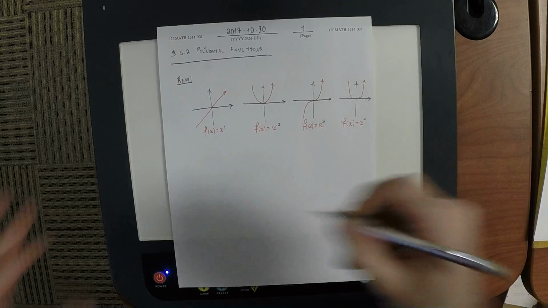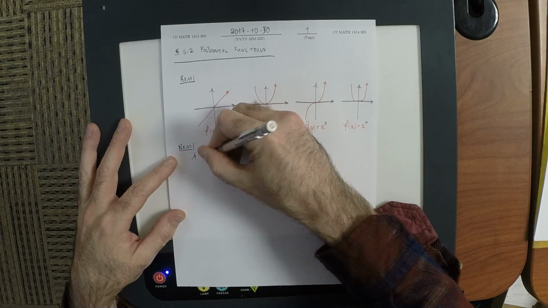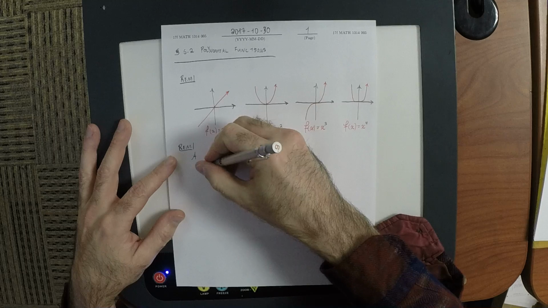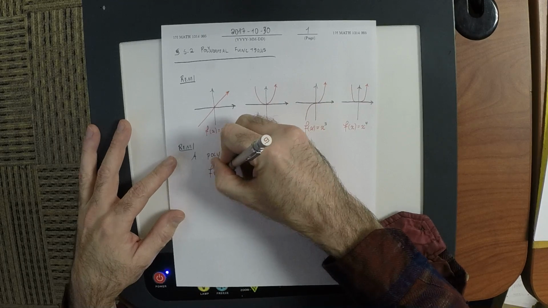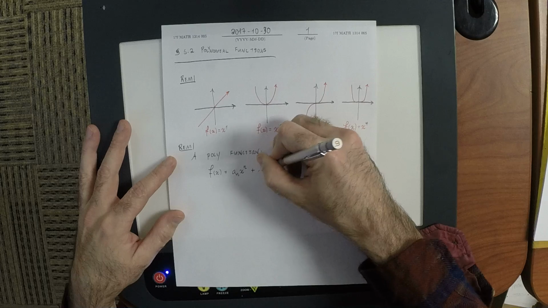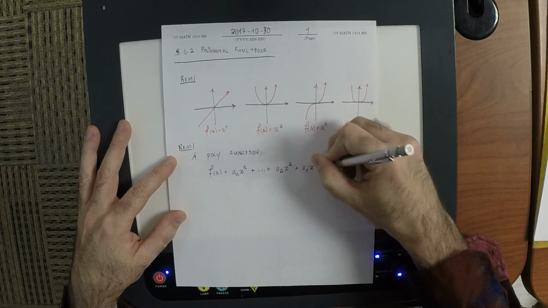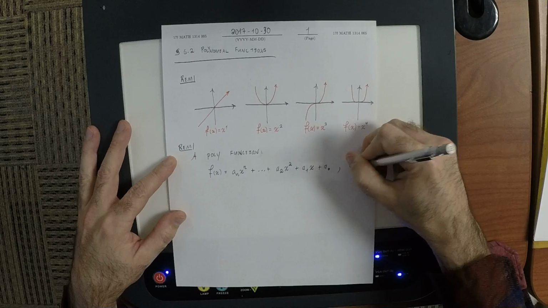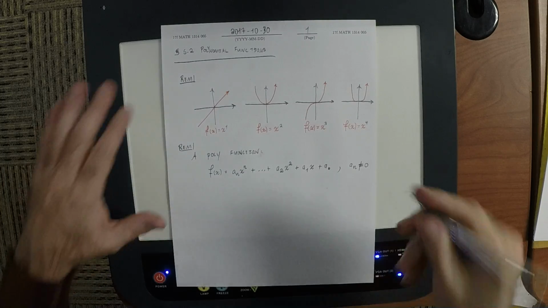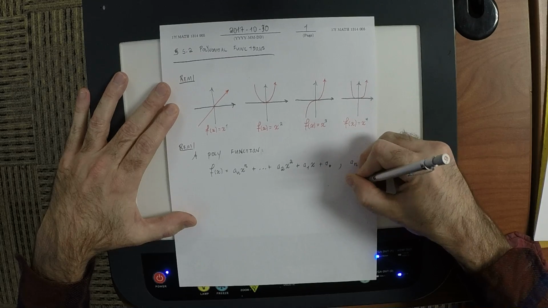Well, a polynomial function has to have the form like the following. f of x is a_n x to the n plus, plus a_2 x squared plus a_1 x plus a_0, with a_n not 0. Okay, and the n has to be greater than or equal to 0 and an integer.